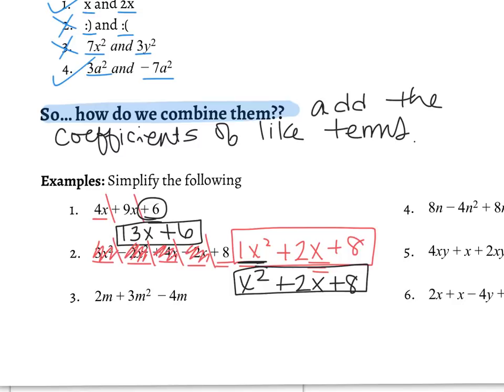All right, let's go ahead and do one more together. So first thing I'm going to do when I have to combine like terms, I'm going to draw my slashes. So now I'm going to look. 2m. Can I combine 2m with 3m squared? No, because one has an m and one has an m squared. They're not like terms. Can I combine 2m with negative 4m? Yes, because the variable is the same and they're the same size. 2 and negative 4, add them up, make negative 2m.